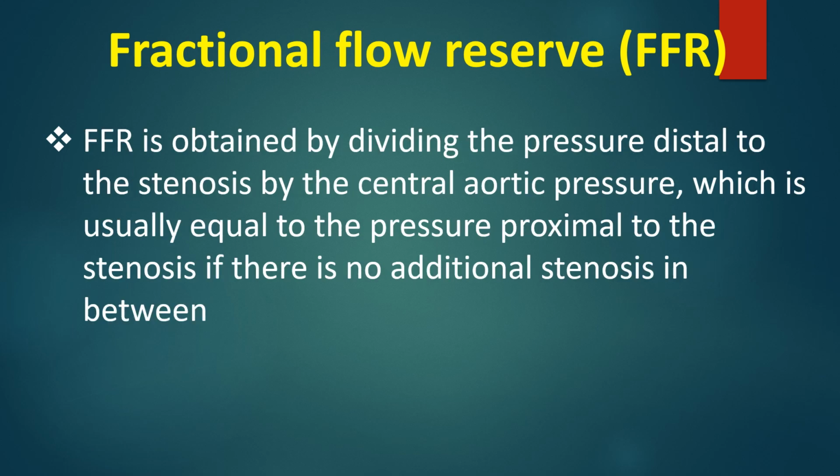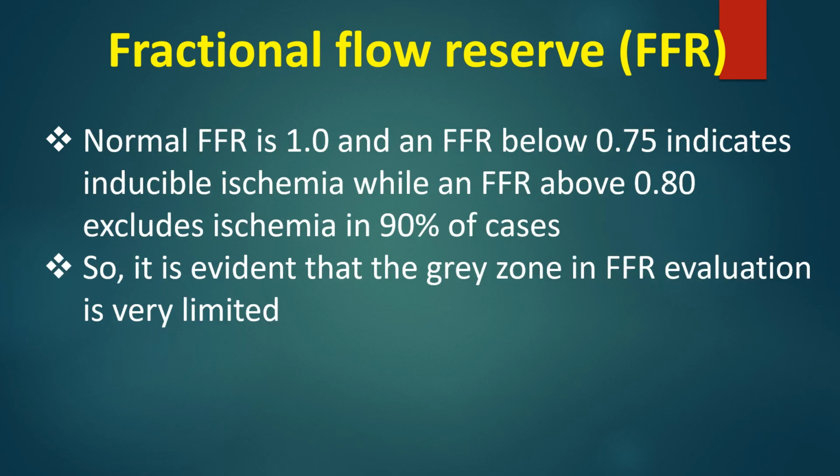FFR is obtained by dividing the pressure distal to the stenosis by the central aortic pressure, which is usually equal to the pressure proximal to the stenosis if there is no additional stenosis in between. Normal FFR is 1.0 and an FFR below 0.75 indicates inducible ischemia, while an FFR above 0.80 excludes ischemia in 90% of cases. So, it is evident that the gray zone in FFR evaluation is very limited.